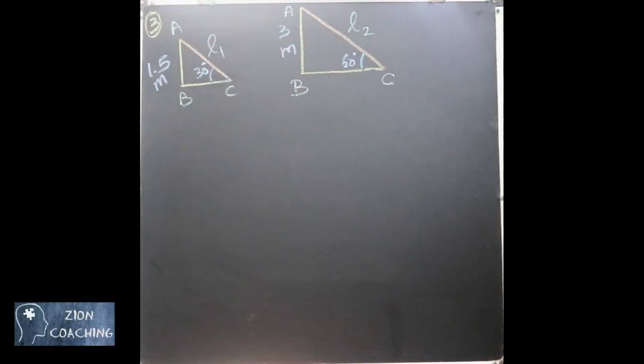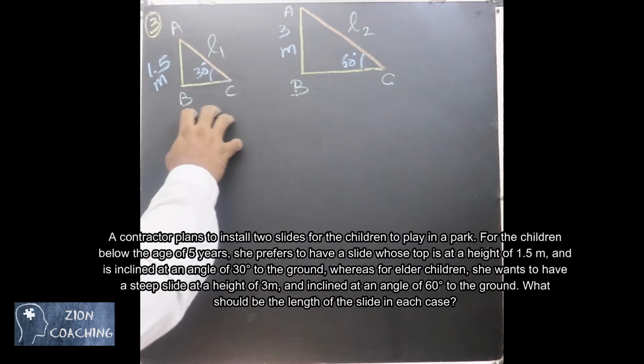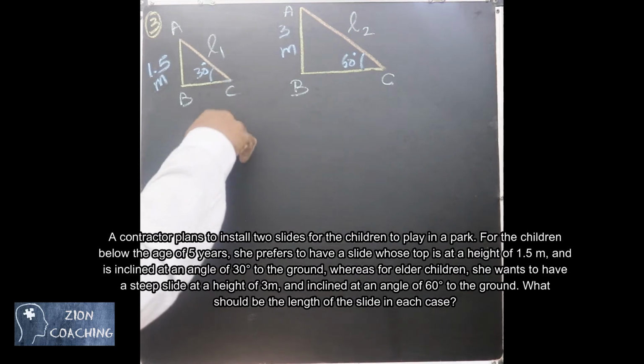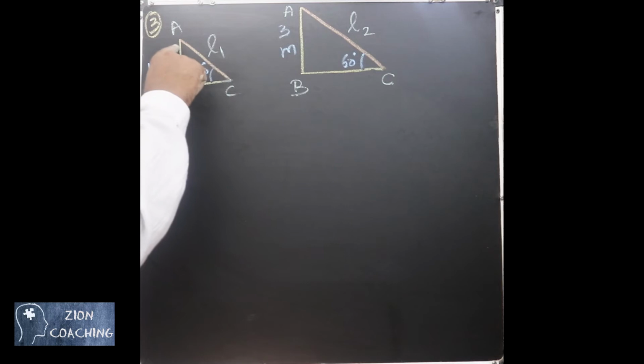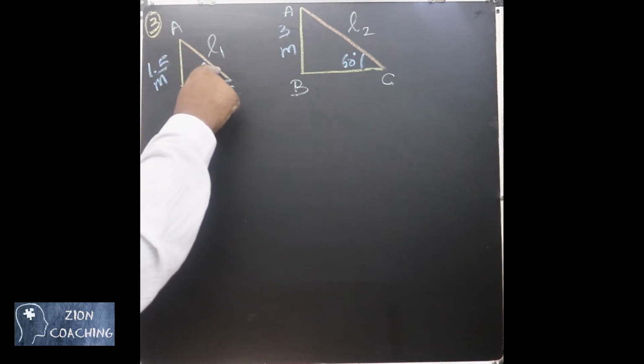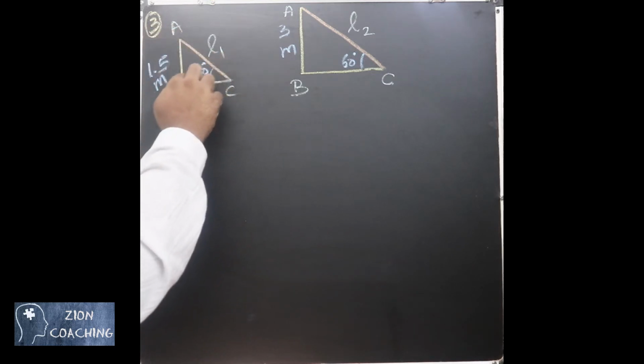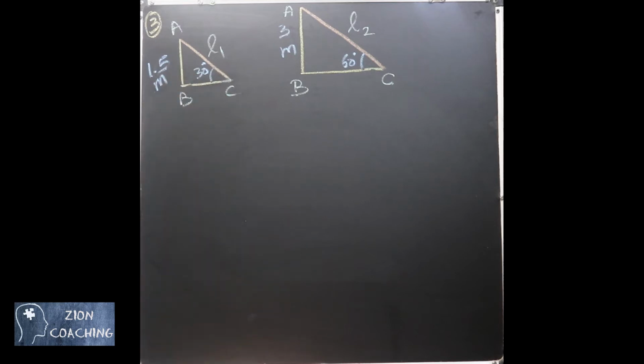Question number 3. There is a lady who is planning slides in the park for children to play. One is for children who are below 5 years of age and the other one for children who are above 5 years of age. So the first slide, which is meant for small kids, she is making at a height of 1.5 meter from the ground, and it makes an angle 30 degree. The slide makes an angle 30 degree with the ground. This is the first slide.